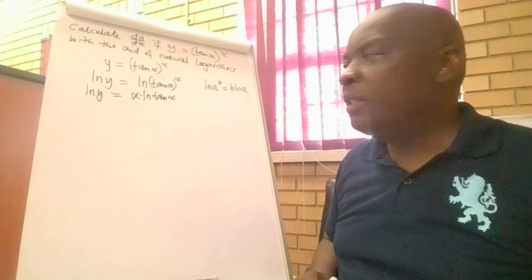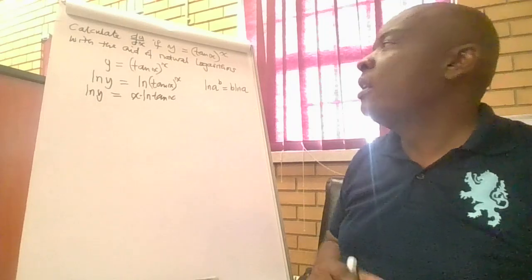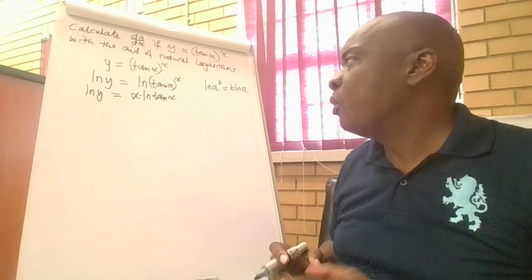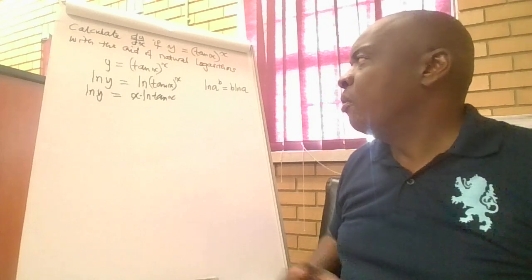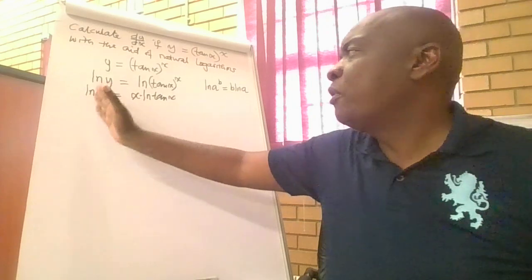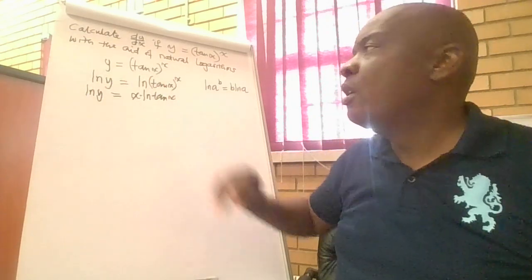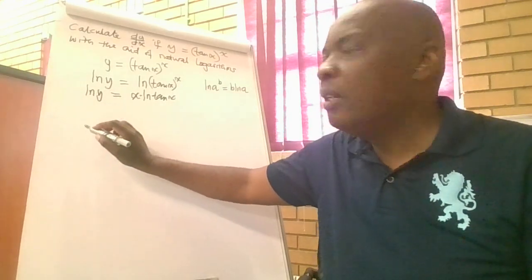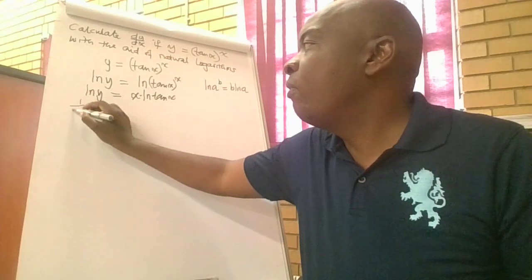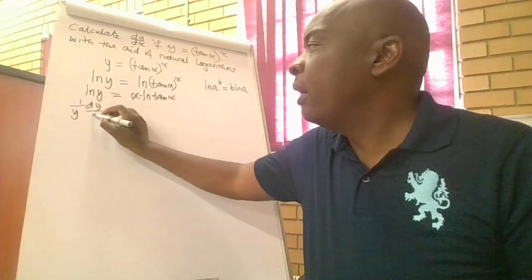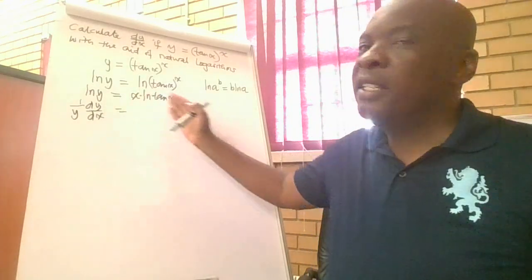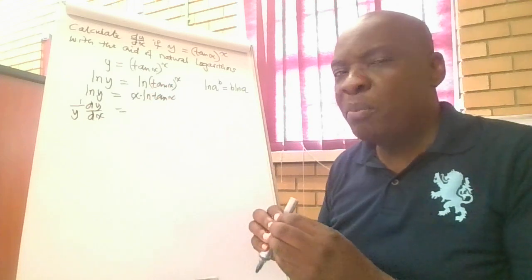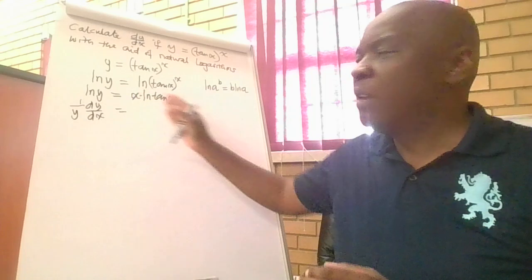Now, at this point, you can see that this equation that I have here is what we call an implicit function, which we must differentiate implicitly. When we differentiate implicitly, we differentiate term by term. So we differentiate ln y, and when you differentiate ln y implicitly, you get 1 over y dy by dx. On the right-hand side, you see that now what I have here is a product. So I'm going to use the product rule to differentiate the right-hand side.